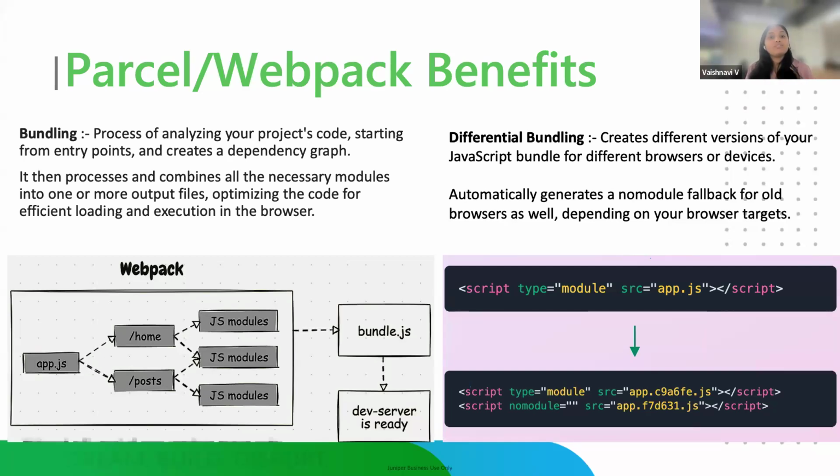Okay, now there is something called differential bundling. It creates different versions. If you remember, we added something called type module, and there is something called no module. Okay, now what does this mean? So it creates different versions of your JavaScript bundle. There are some old browsers, like IE and all those things, which don't support your new JavaScript things, right? Then there is something called no module. So it creates a separate bundle for them, and it automatically gets generated when you put no module for fallback over there. Okay, that's what we call differential bundling.